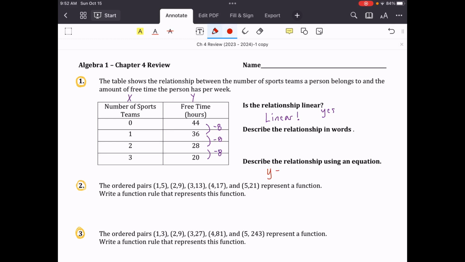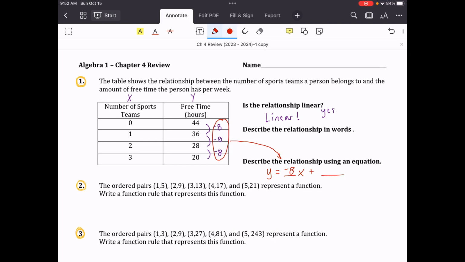We've got a general equation format where it's y equals some quantity times x plus something else. In this case, the quantity that gets attached to the x is your constant change. In a later chapter, we'll talk about this. This is essentially your slope. So this would be -8.